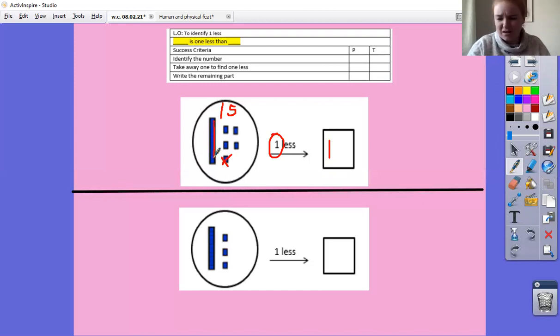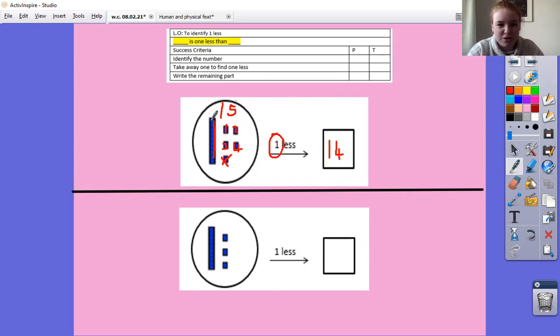It has 1 ten. And how many 1s do I have? So 1 less than 15. It has 1 ten, and how many 1s does it have? It has 1, 2, 3, 4 ones. It has 4 ones. I do not count this one because this is one that I've taken away.